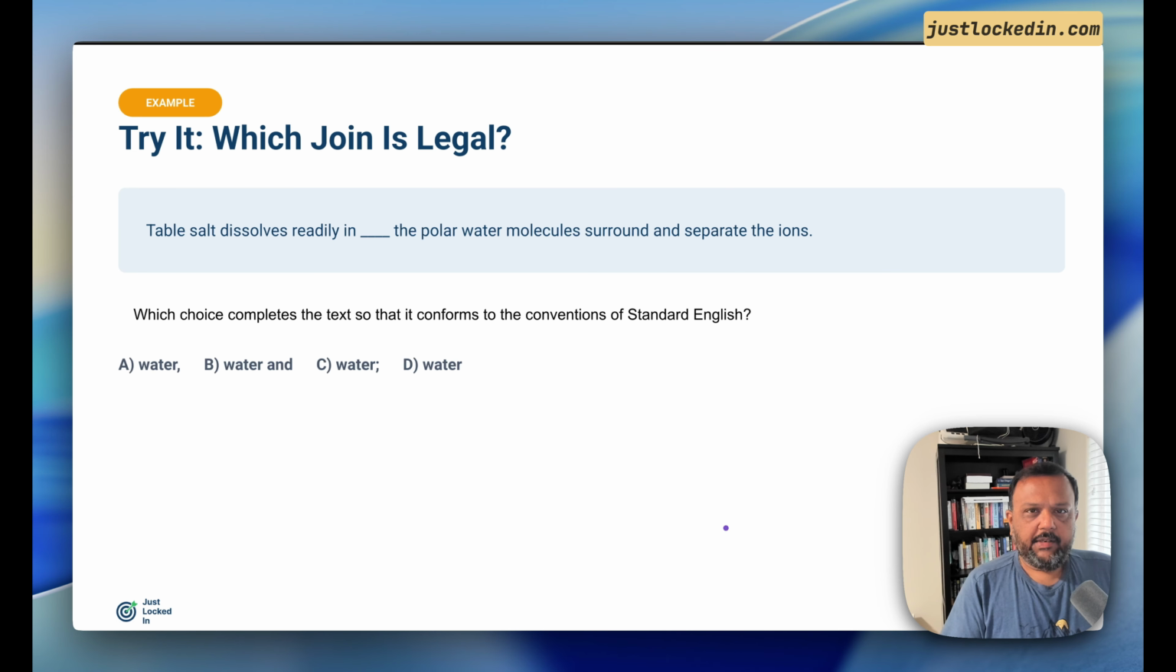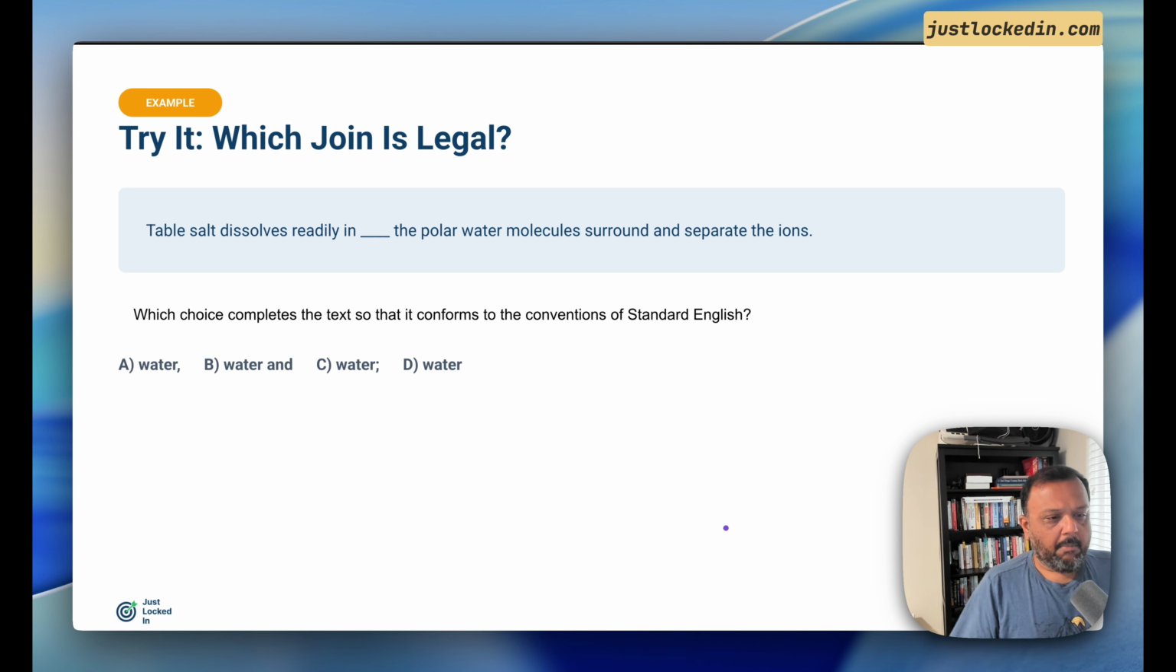All right, let's try a question. Table salt dissolves readily in dash. The polar water molecules surround and separate the ions. Which choice completes the text so that it conforms to the conventions of standard English? If you want to take a moment and try to answer this question, pause this video and think through the question.